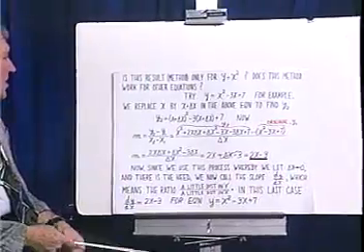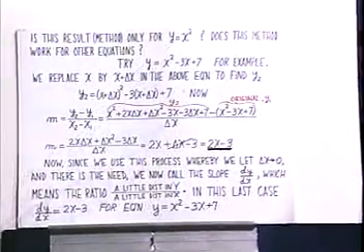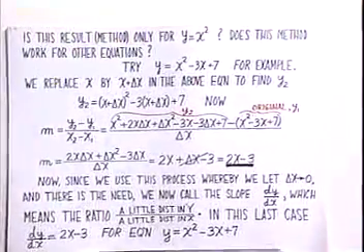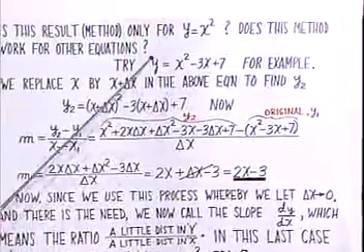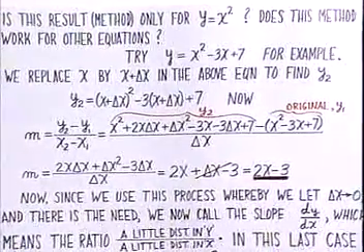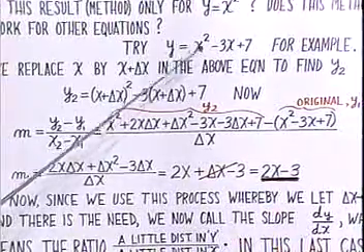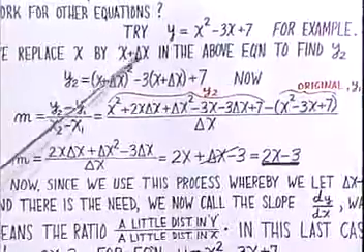Now, does this method work for only y equals x squared? Does this method work for other equations? Well, let's try this equation, for example. I picked just any equation. We're going to use a shortcut here, and we're going to replace x by x plus delta x.